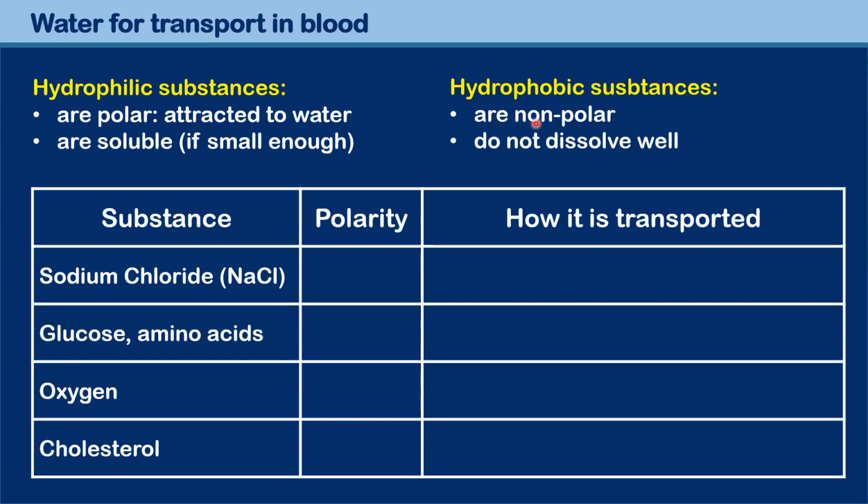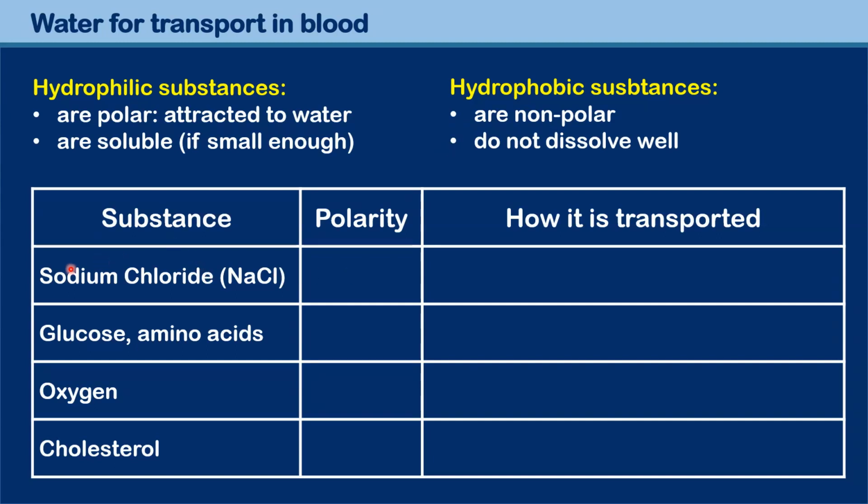Hydrophobic substances are non-polar. These are, for example, fats and oils, and they do not dissolve well. Well, if they're small enough, they do dissolve a little bit, but not very well. So blood is not able to directly carry the hydrophobic substances as well. So now let's have a look at some of these substances that have to be carried by blood.